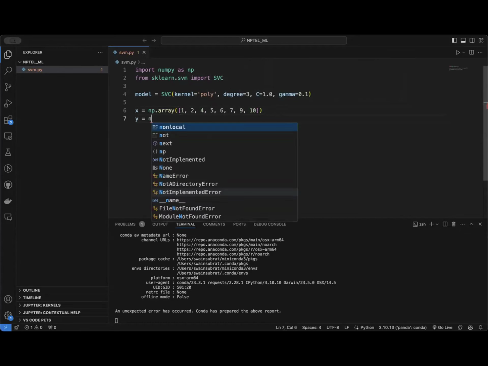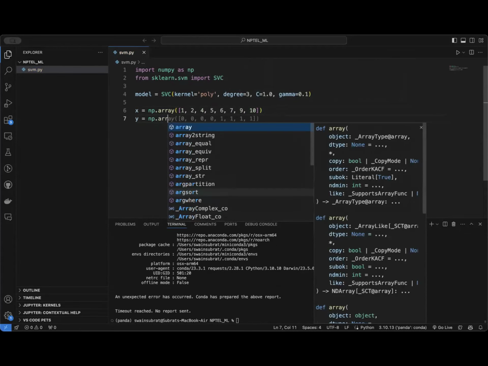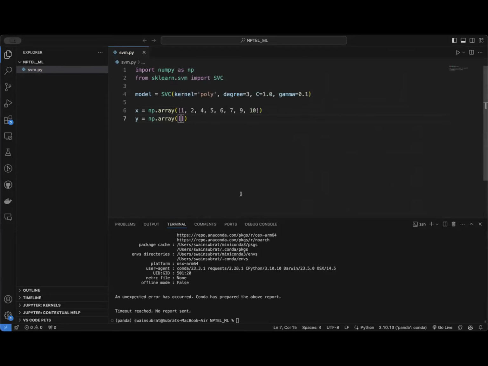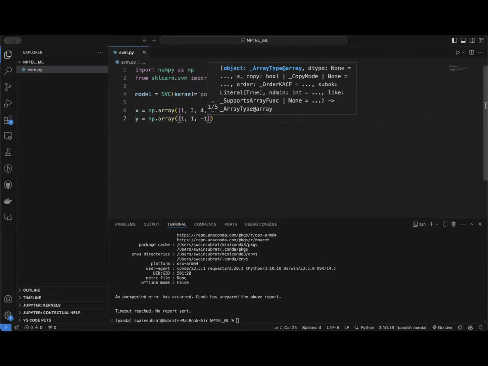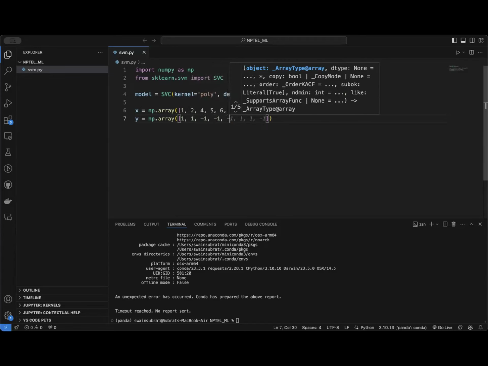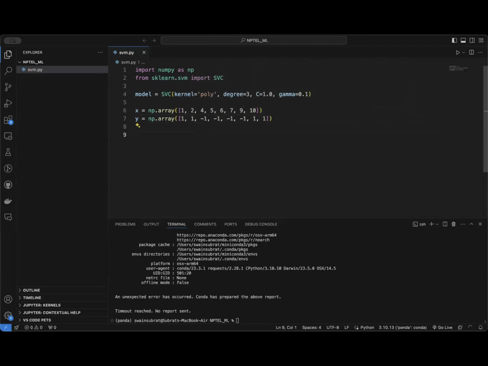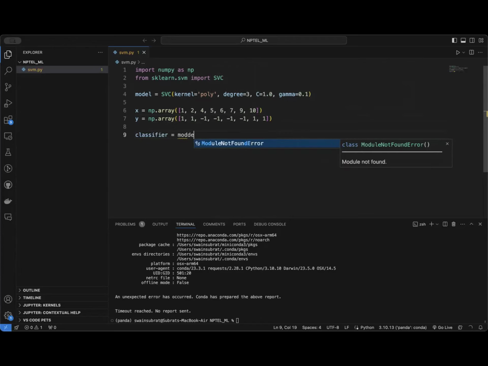So Y would similarly be np.array, and it's 1, 1, minus 1, minus 1, minus 1, minus 1, 1. So 1, 1, and then classifier equals model.fit(X, Y).